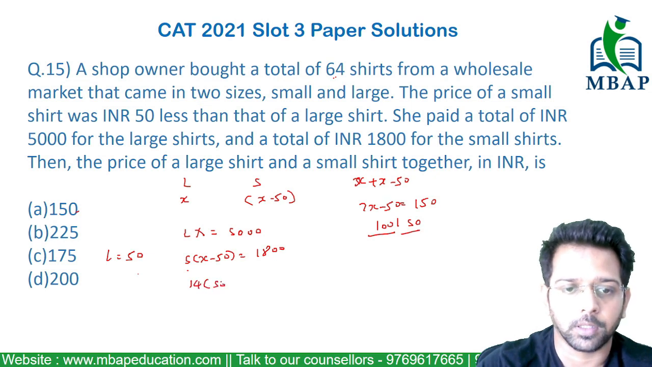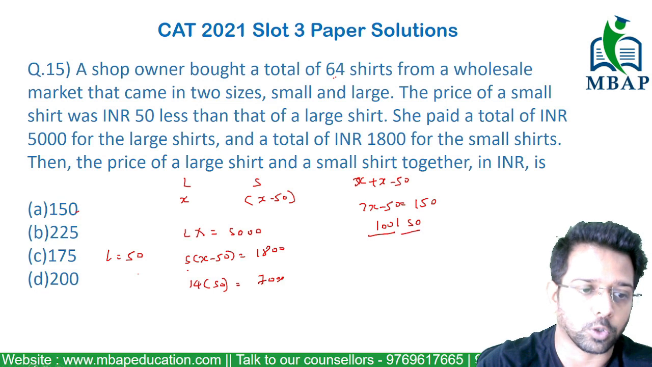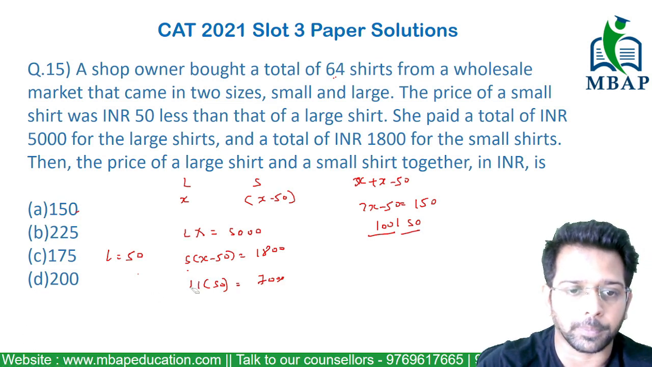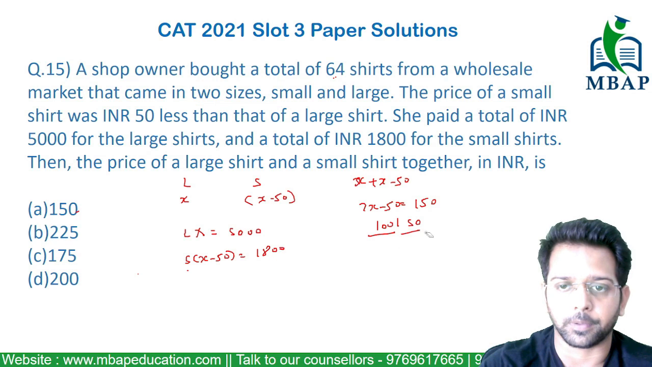And this value is 50. This value is coming to be how much? This value is coming to be 700. I want this value to be 1800. So this is not matching. Certainly this option, which option are we talking about? We substituted the value of 14, 150. This option is not going to match. So let's take it out.